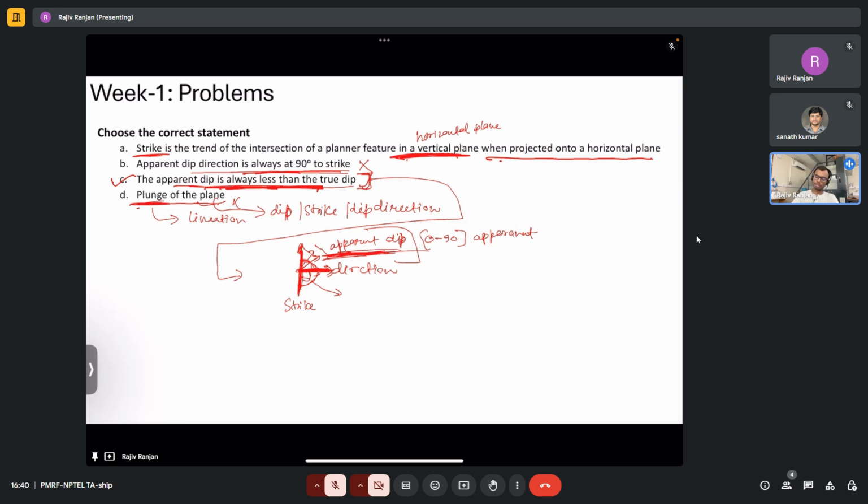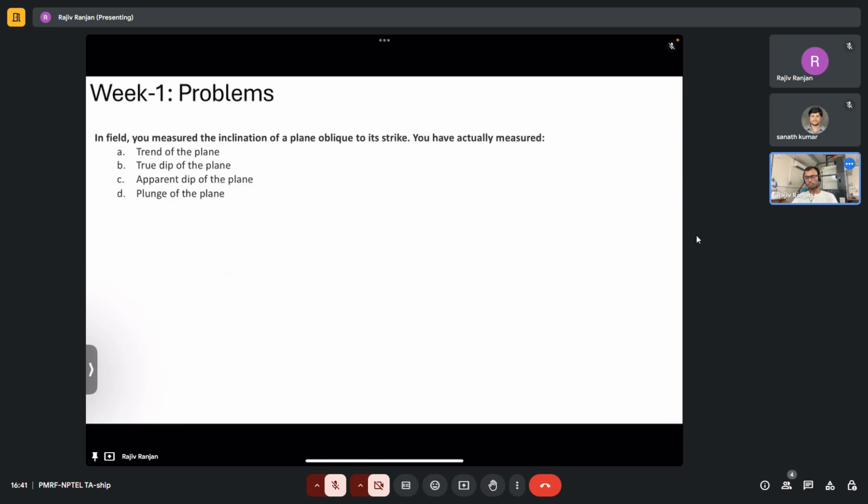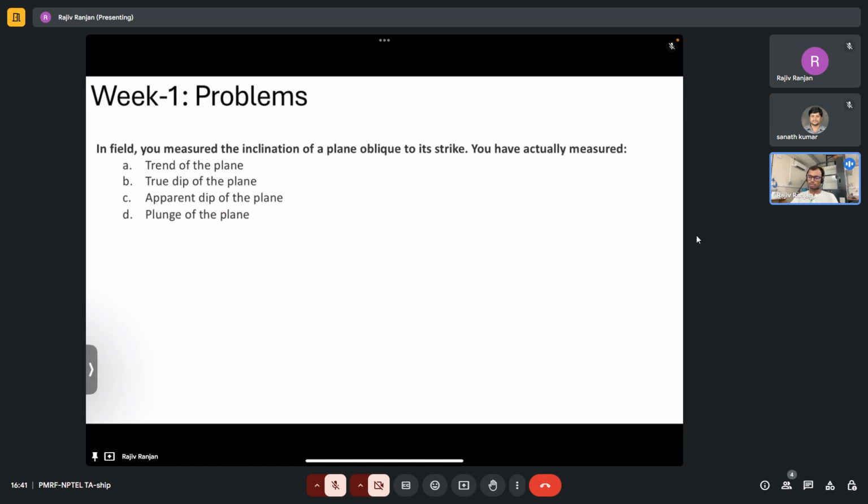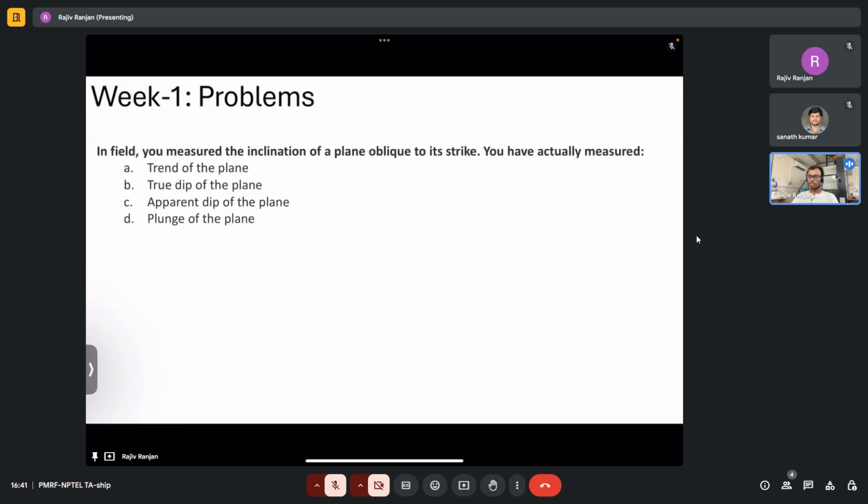So that is why option A is incorrect, option B is incorrect, option C is correct statement. Okay, so let us try to solve this question. In field, you measure the inclination of a plane which is oblique to its strike. So what did you measure? Option A, trend of a plane, true dip of a plane, apparent dip of a plane, or plunge of a plane.